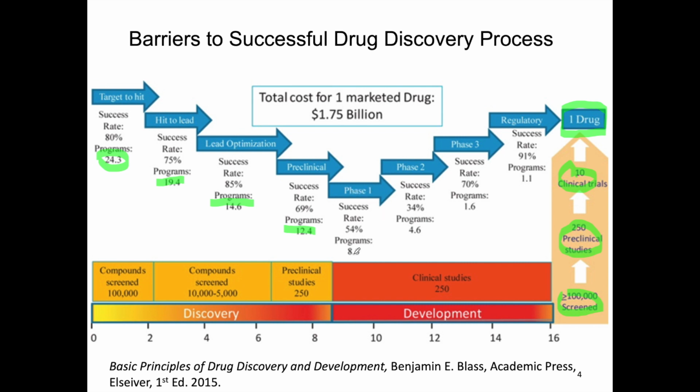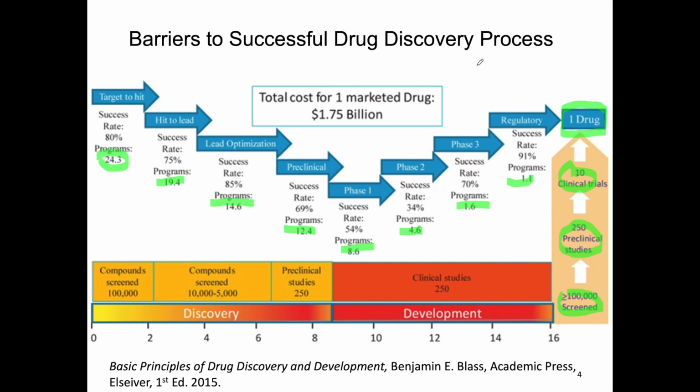And if your phase 1 is successful, and it's successful just over 50% of the time, you can then enter phase 2. Phase 2 demonstrates efficacy. That's about a third of the time they are successful. And then if that's successful, then 2/3 of the time you're successful in phase 3. And then you have the regulatory process where you have to submit the documentation to the agencies for approval, and ultimately you will end up with one drug.